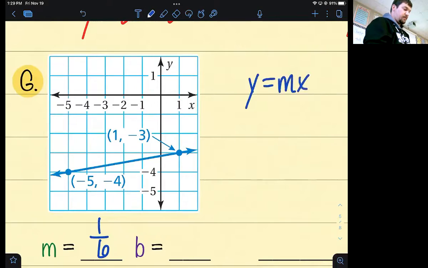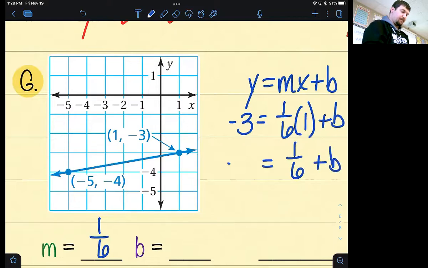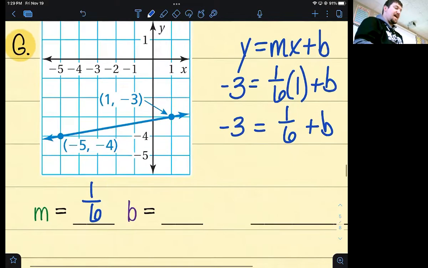We don't have to solve this problem. I'm going to plug in 1/6 in for M. They only give me 2 points that I'm for sure are on the line. What's the easiest of these 2 points they give me? Okay, so I'm going to plug in 1 for X and I'm going to plug in -3 for Y. 1/6 times 1 is just 1/6. And then I'm going to subtract 1/6 over.